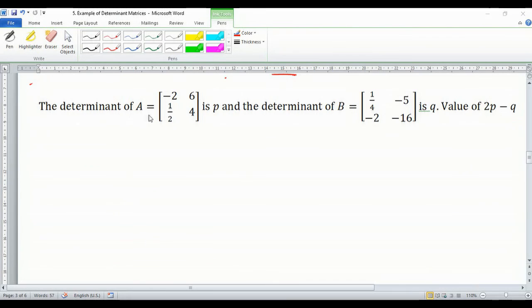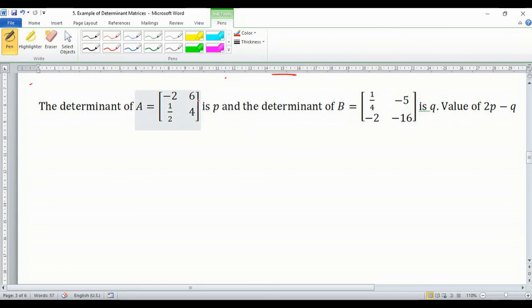The determinant of A, with entries minus 2, 6, half, 4, is P, and then the determinant of B, with entries a quarter, minus 5, minus 2, minus 16, is K. You need to find the value of 2P minus K.